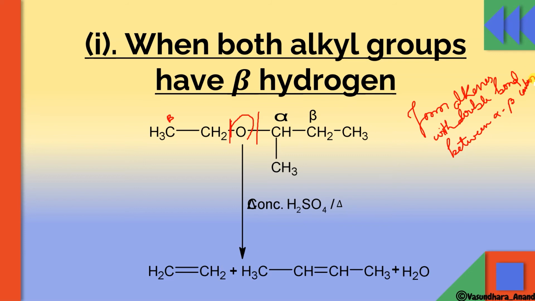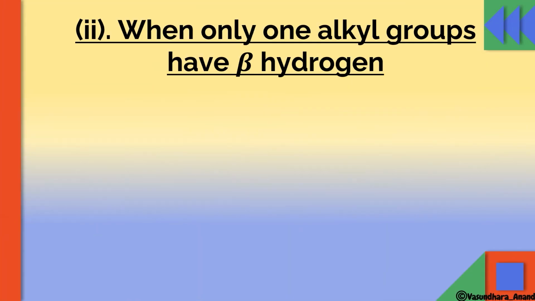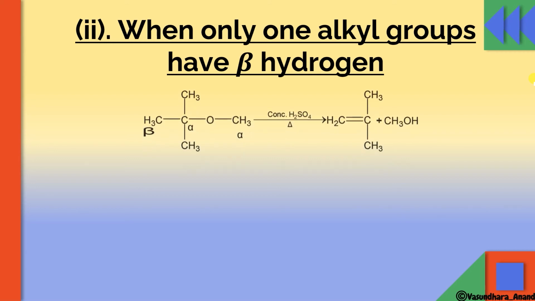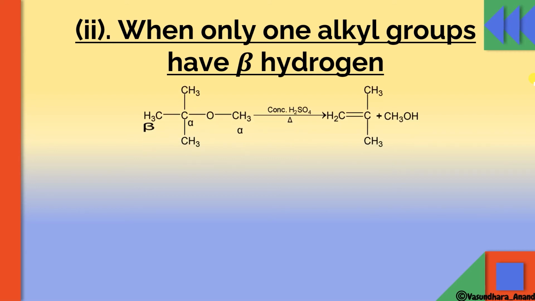Okay, got it? Chaliye, next. When only one alkyl group has beta hydrogen, then what will happen? If there is only one alkyl group which is having beta hydrogen, like we can see that in this case there is no beta hydrogen, but in this case there is a beta hydrogen, and it undergoes reaction with conc H2SO4, then the bond will break.